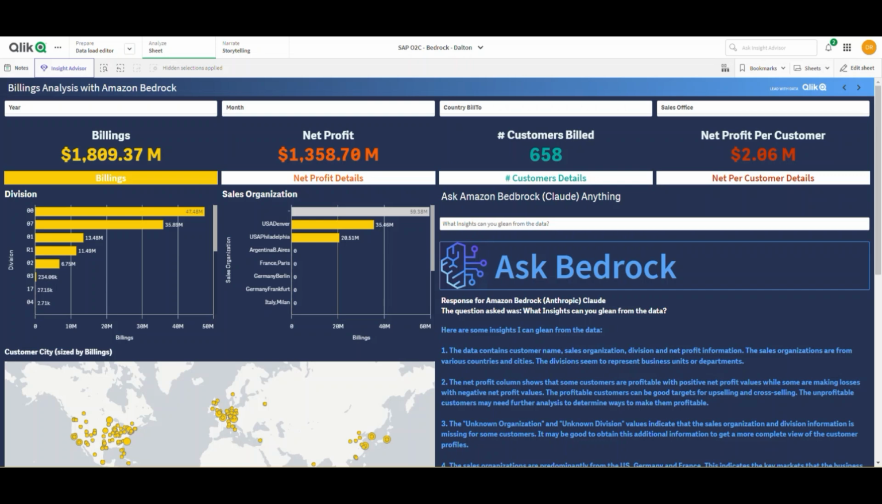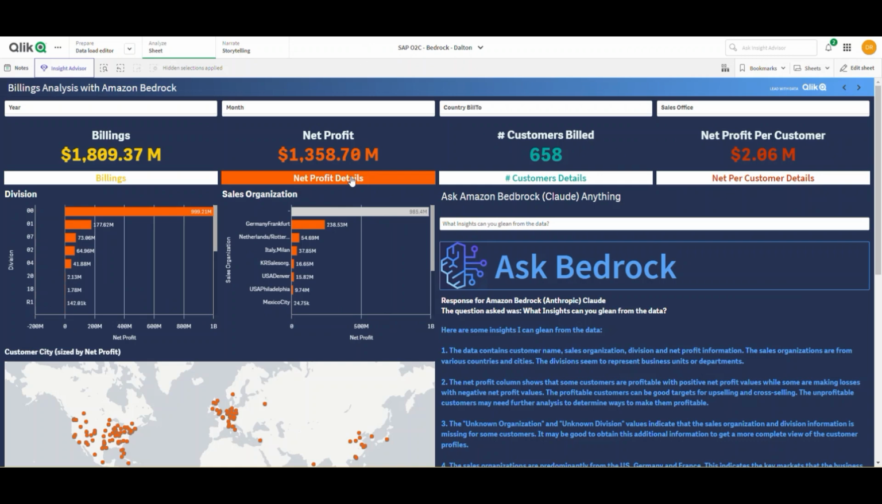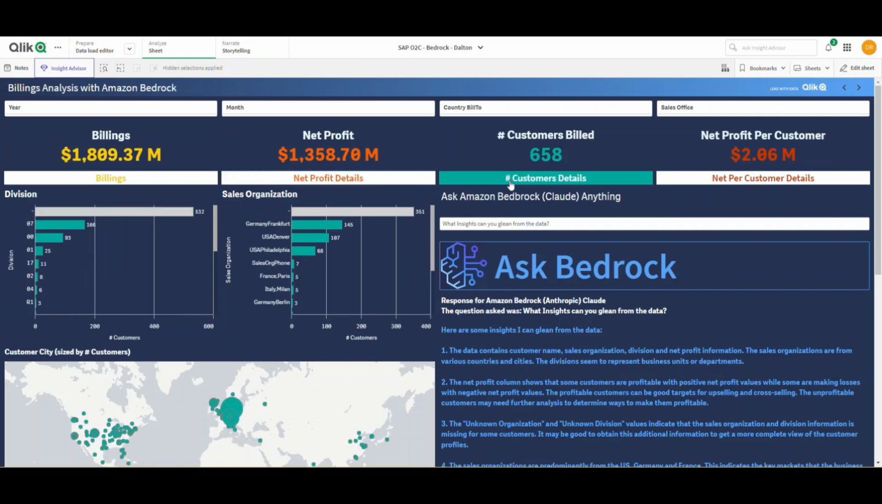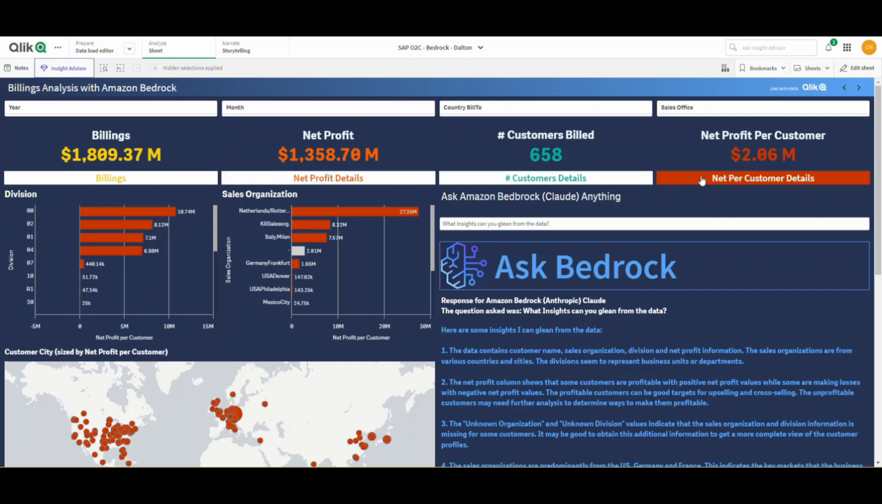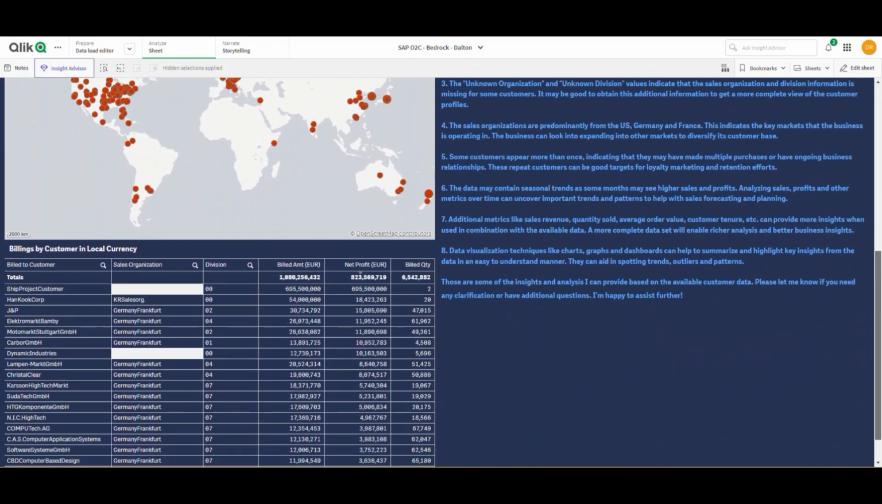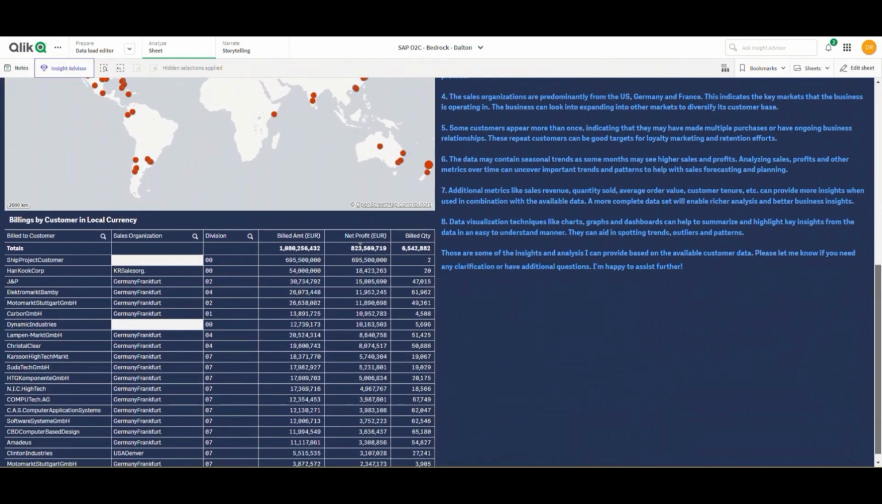Imagine that for whatever reason you needed more information about the company's billings. You could simply click the details button below any of the KPIs to see more details about that specific metric, and the bar charts would change. The map is also changing as we're doing that. Naturally, you're going to have access to all of the details so that you could dig into any one that you might have a question on.